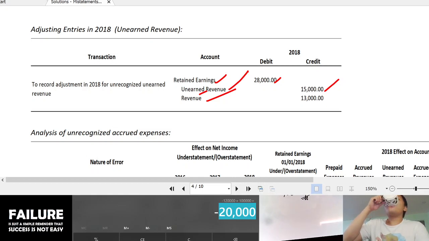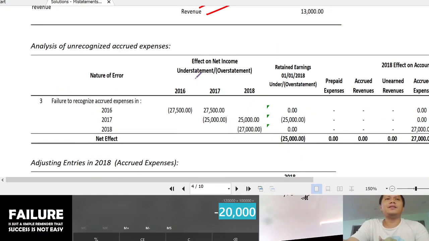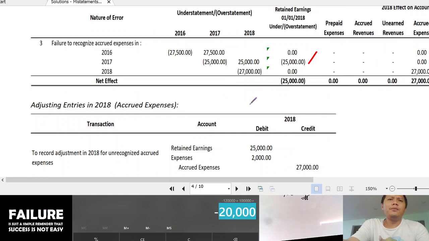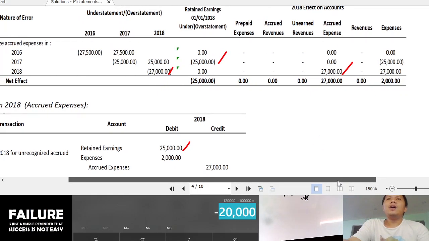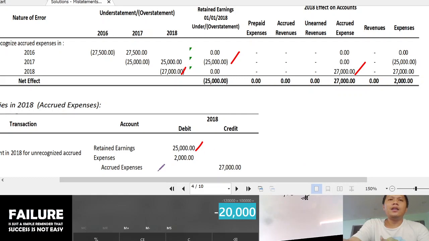Next is for the effect of that accrued expenses. Your retained earnings, you have an overstatement of 25. Debit, 25,000. Your accrued expense, you have a net understatement of 27. Ito yung error natin in 2018. Understatement. Kaya, credit ka ng accrued expenses, which is a liability.